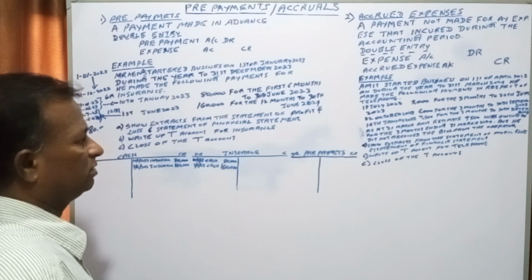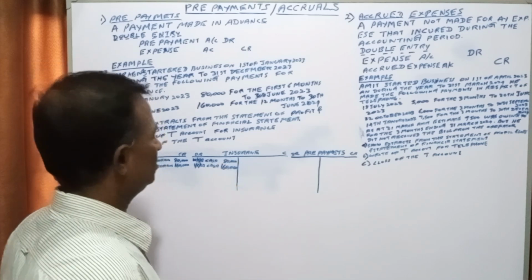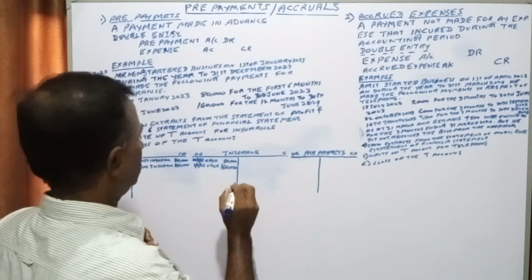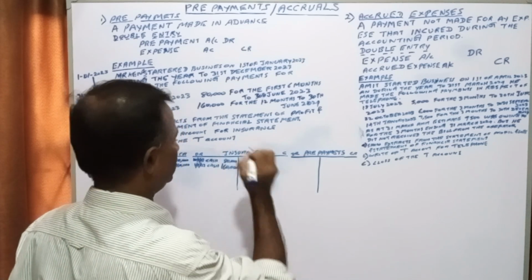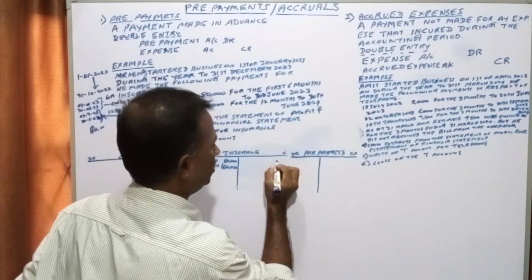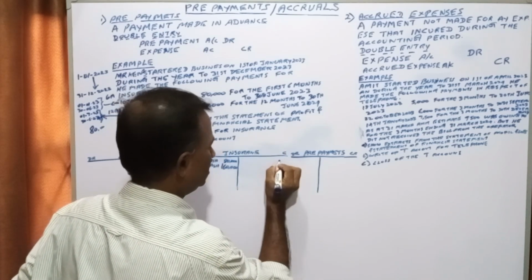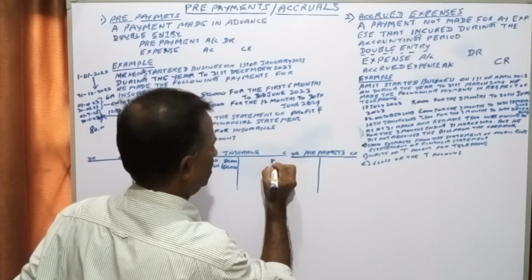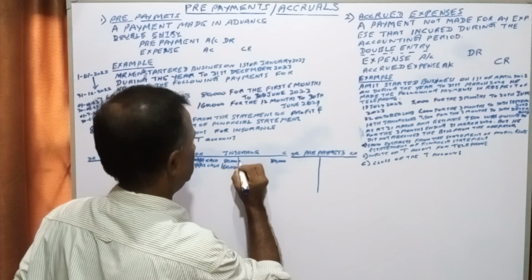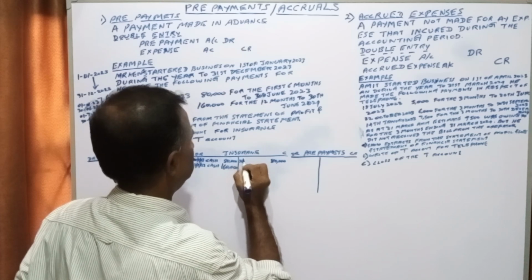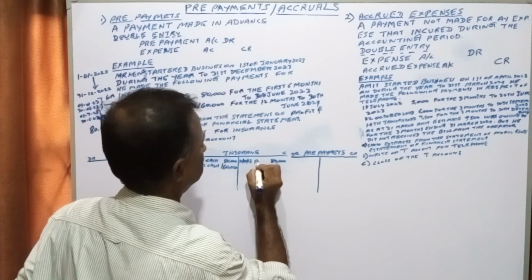So here we had to remove the 80,000 overstated amount. But how can we remove it from this insurance? We have to credit it. If we want to decrease the expenses, it should be credited, right? So 80,000 credit. We are passing this entry on 31st December 23, prepayments.